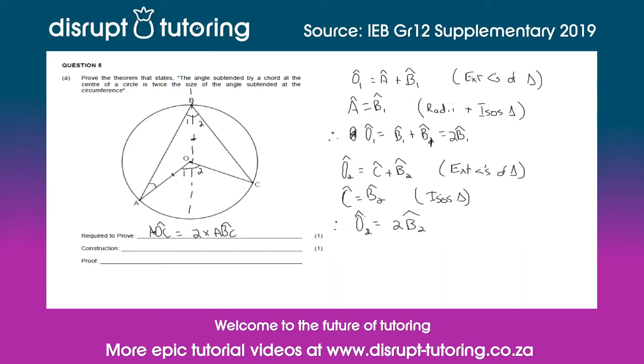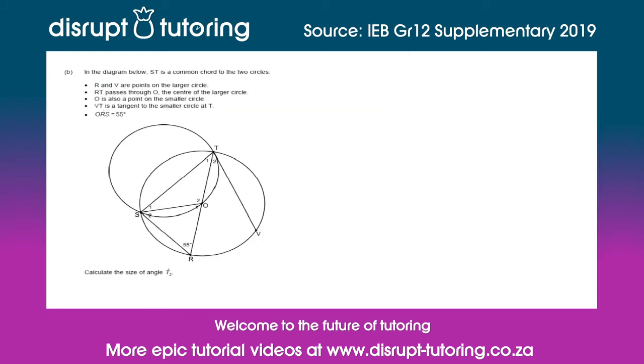And then we also know that the entire angle O is obviously O1 plus O2, and we can substitute in what we just found out: 2 times B1 plus 2 times B2, which equals 2 times B, the whole angle. And so that means O equals 2B, which is exactly what we were required to prove. So we can just write down, therefore angle AOC equals 2 times ABC. Okay, moving on to the next question.